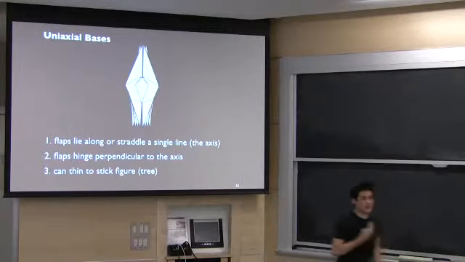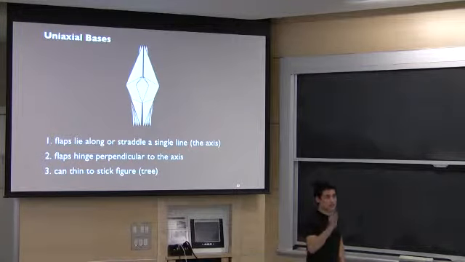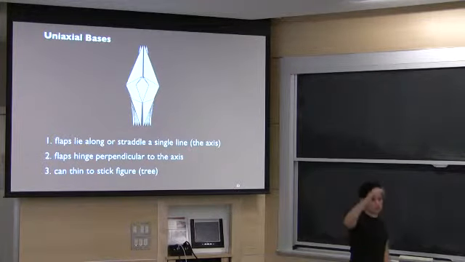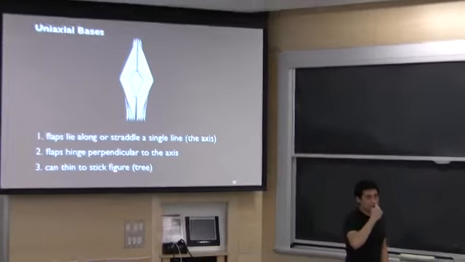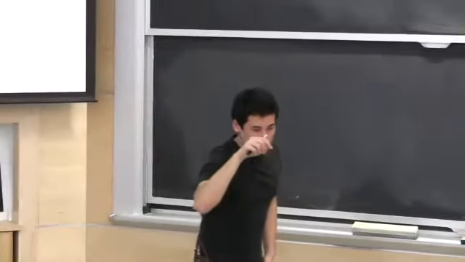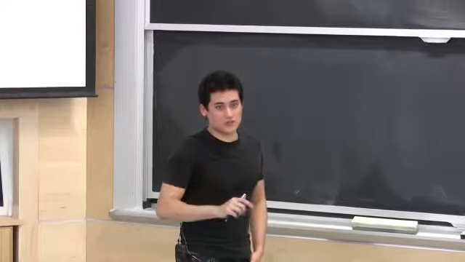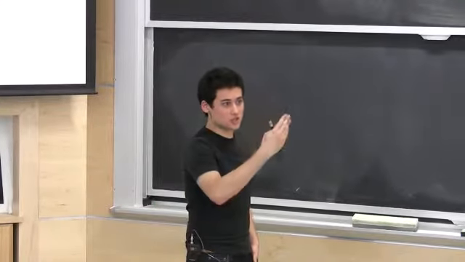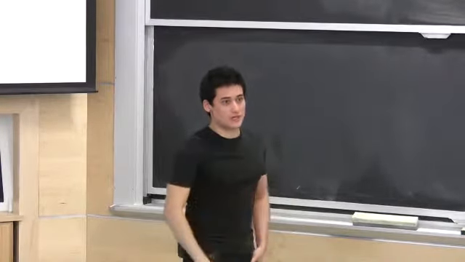The reason we need the flaps to hinge perpendicular to the axis is that if they don't, then you will not be able to create a projection to the plane that is a one-dimensional stick figure. If these hinges are tilted, then that line will project to a line instead of a point like we'd want. We'd want it to project to a single node on the tree.